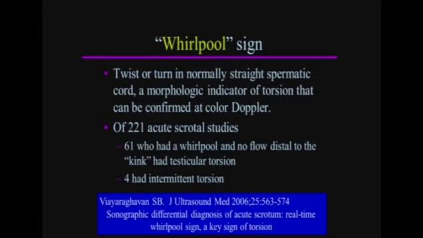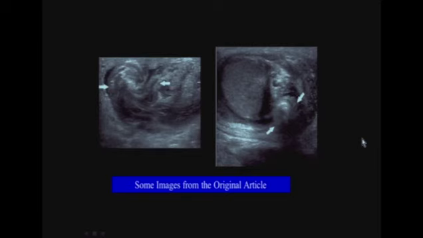Of 221 acute scrotal studies performed by this individual, 61 had a whirlpool sign and no flow distal to the kink, because instead of a straight spermatic cord, there's a kink in it, and he uses the term whirlpool. All 61 of those individuals with a whirlpool and no flow distally had testicular torsion, and 4 such patients had intermittent torsion. And this is an example.